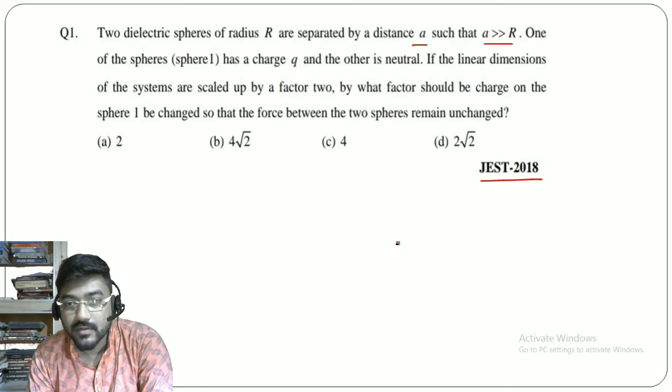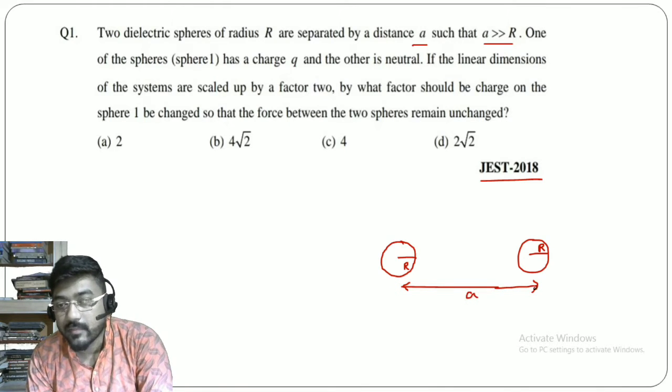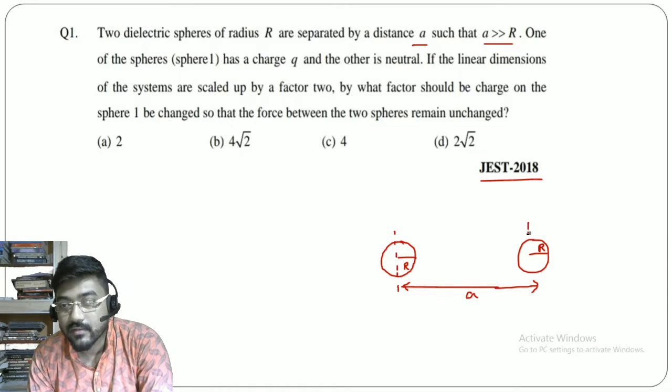So the pictorial form will be like this. Suppose this is a sphere of radius r, and here is another sphere of radius r. The distance between these two is a, and that means we can take the center to center distance as a. We can ignore the radius r with respect to a. We don't need to consider this distance r or this distance r.